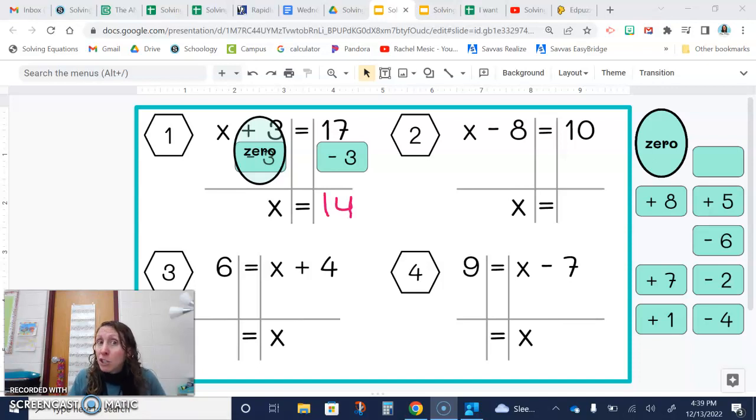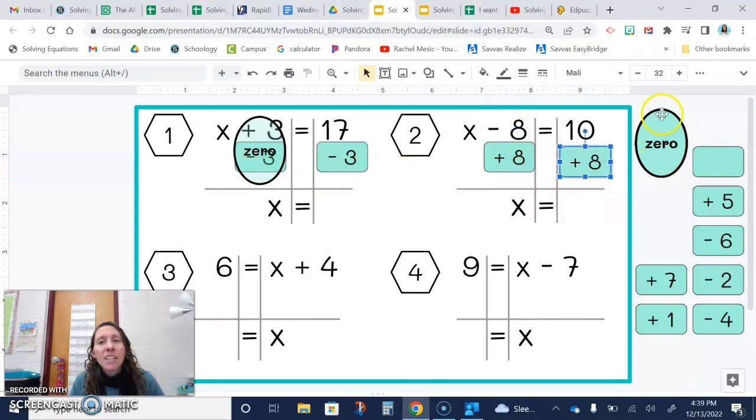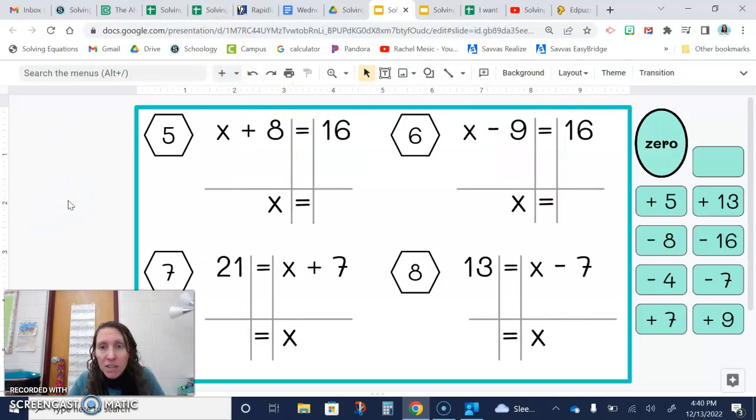All right, for number 2, we have X minus 8 equals 10. The inverse of subtraction is addition, so I'm going to add 8 to both sides. Negative 8 plus 8 is 0. 0 is nothing, so I don't need that 8 anymore. I'm left with just the X. Then on the right side, 10 plus 8 is 18.